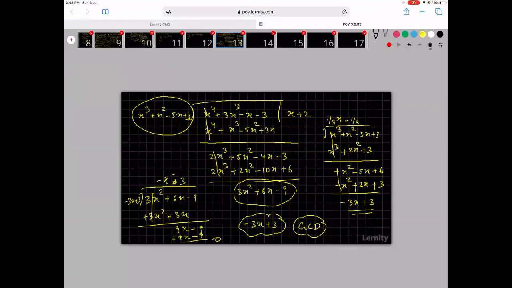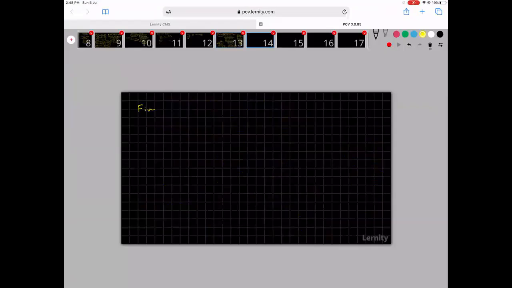So the question that we are trying to find out is, find the GCD of x power 4 plus 3x square minus x minus 3 and x cube plus x square minus 5x plus 3. Okay, so that is the question that we are trying to do.